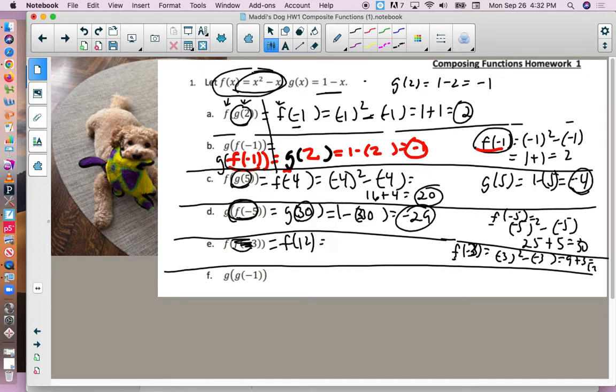And now you fill that into function f. So you're going to find f of negative 3, which is 12, and then you're going to find f of 12. F of 12 is blank squared minus blank.